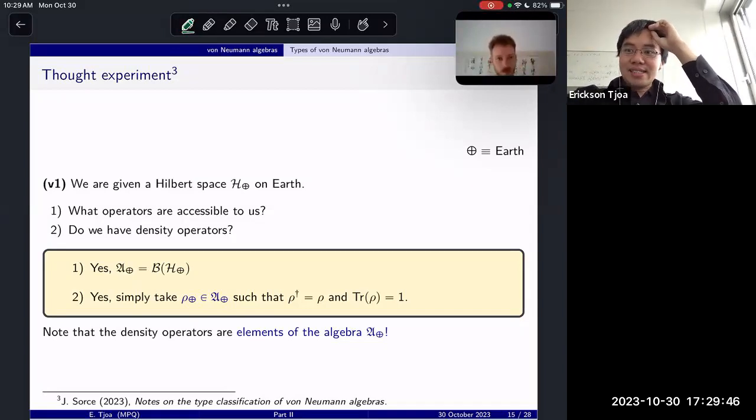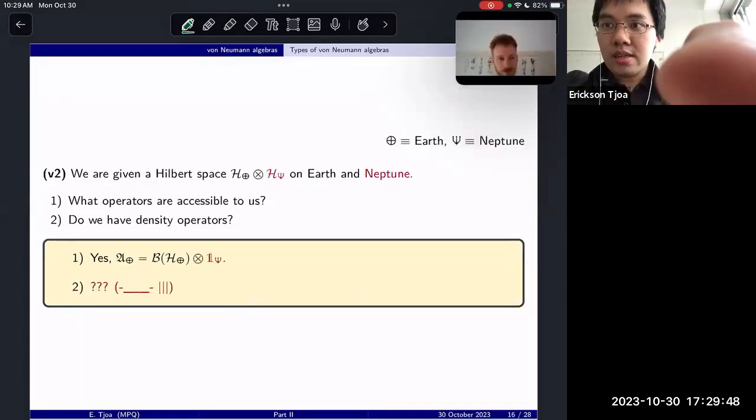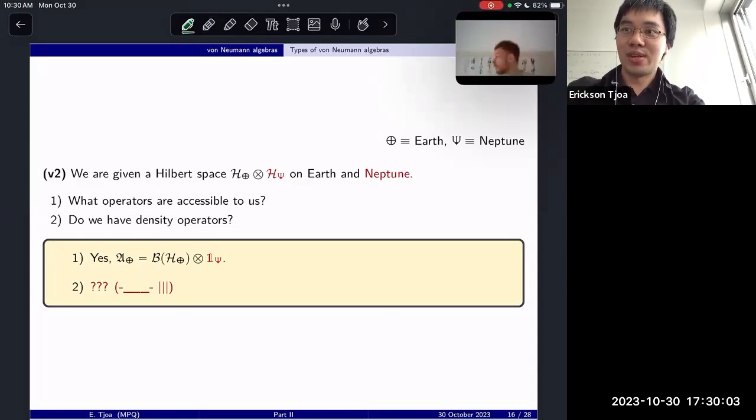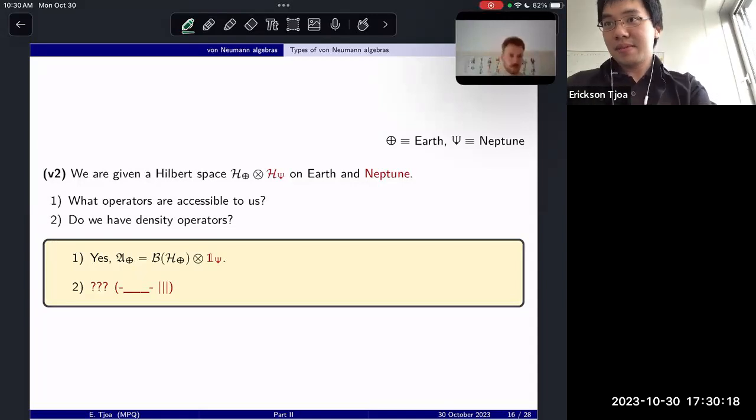But now I'm going to ask the next question. Now suppose you have a tensor copy of another Hilbert space, but it's now on Neptune. And I put a symbol Neptune there, that's not psi. So if I ask, what are the operators accessible to us? Well, you will still say the same thing, right? Since I'm on Earth, I can only do operations on Earth, which means that my local algebra should be just the bounded operators on Earth tensor the identity on Neptune, because I cannot do anything on Neptune. But now if I ask, do I have density operators?